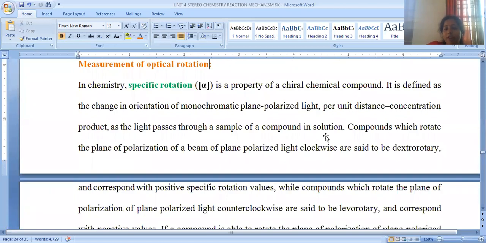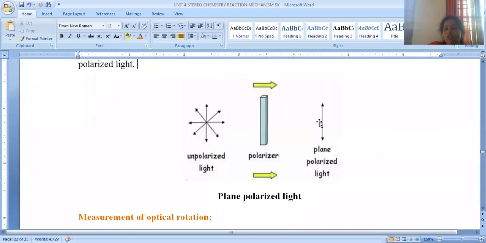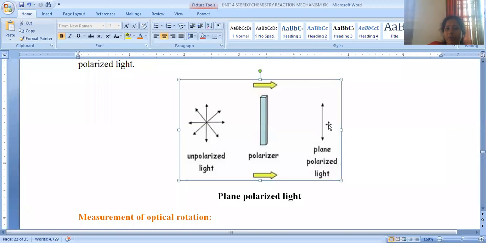If, after passing through the compound, there is no change in the direction of plane polarized light, the compound is called optically inactive. Then how can we define optical activity? If a compound is irradiated with plane polarized light and the light is rotated towards the right side or left side, the compound is said to be optically active. If light is not rotated towards right or left, it is moving as such, and the compound is said to be optically inactive.